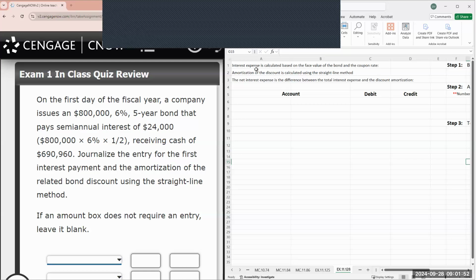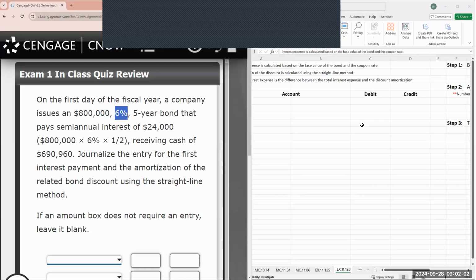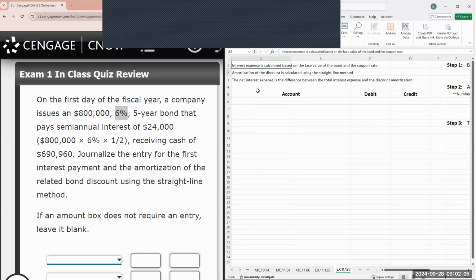So interest expense, as we know, is calculated based on the face value of the bond and the coupon rate, aka the stated interest rate, which it lets us know here is 6%. Amortization of the discount is calculated using the straight line method. And the net interest expense is the difference between the total interest expense and the discount amortization.